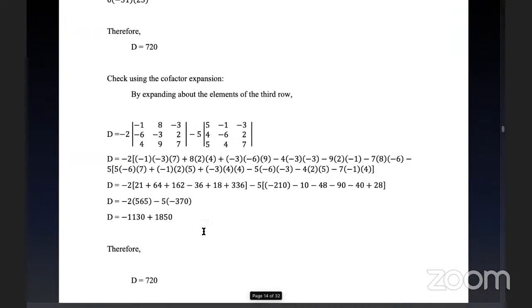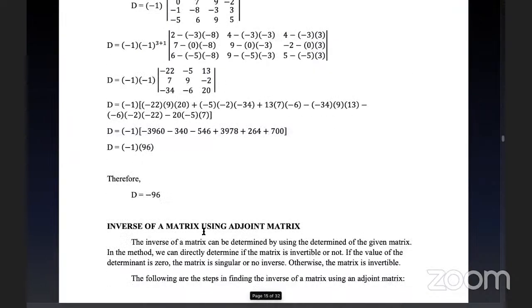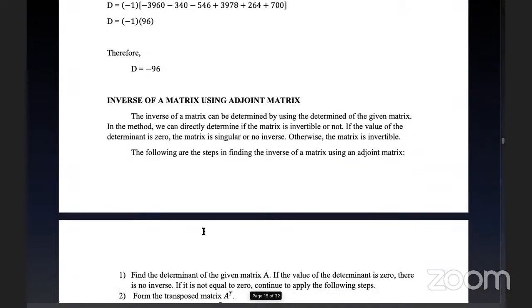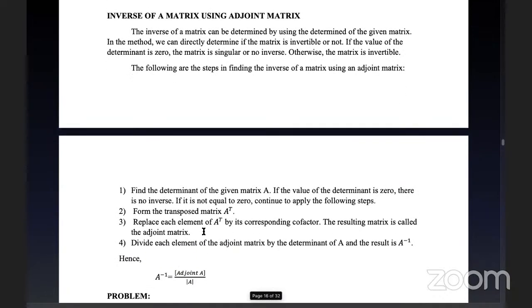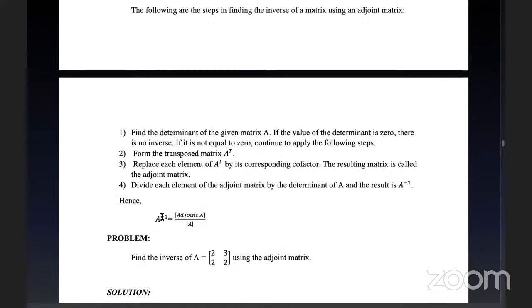Okay, so that's all. Let's browse pa yung nasa baba. So inverse of a matrix using adjoint matrix. So ito naman is other way of finding for the inverse of a matrix gamit ka ng adjoint. So basically, ang formula natin is adjoint of that given matrix over the determinant. And as you can see, bar yung ginamit dito.